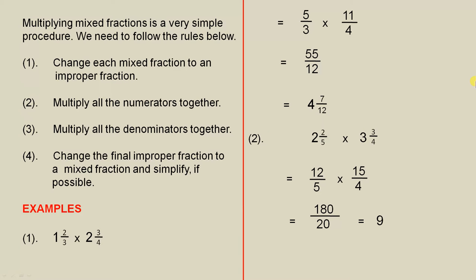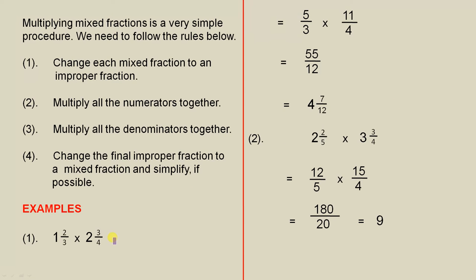Number 1, change each mixed fraction to an improper fraction. Number 2, multiply all the numerators together. Number 3, multiply all the denominators together. And number 4, change the final improper fraction to a mixed fraction and simplify if possible. Let's look at some examples.